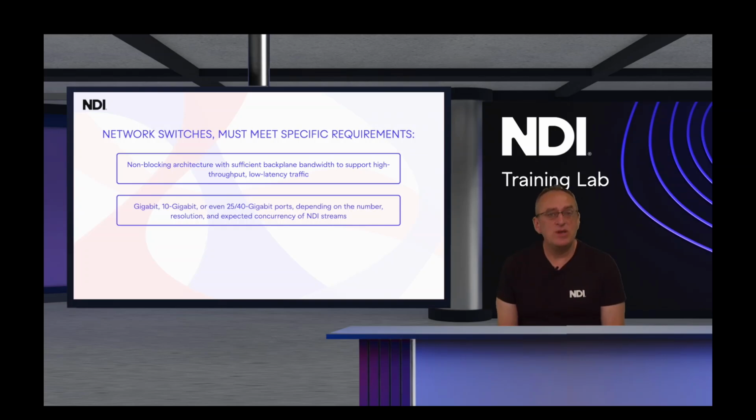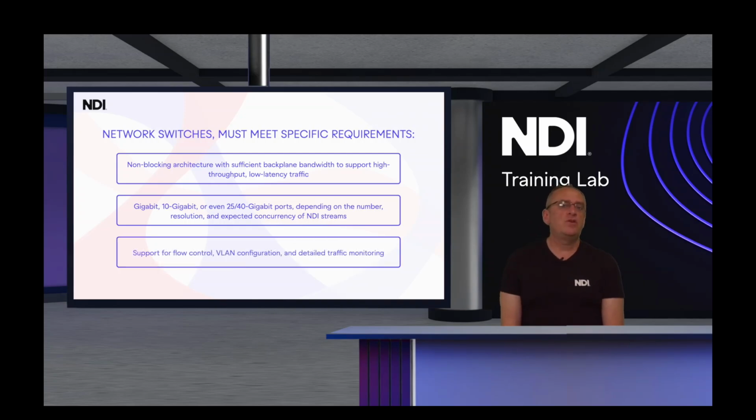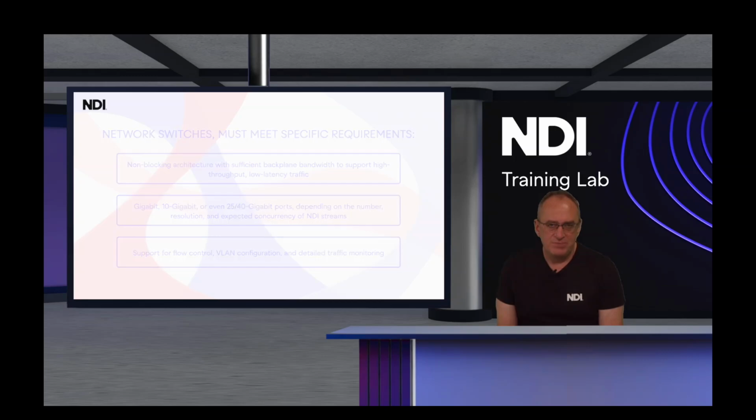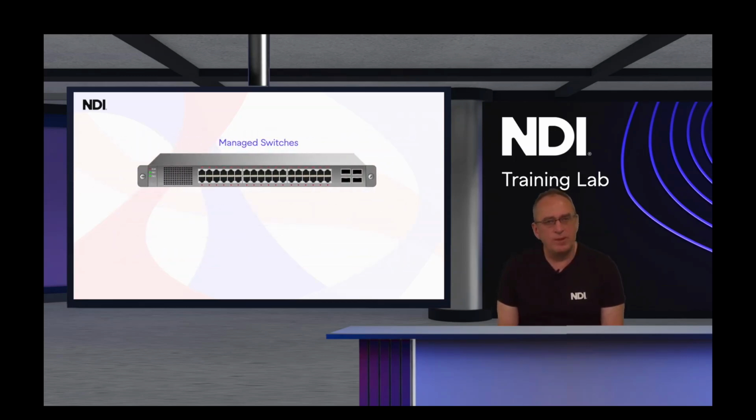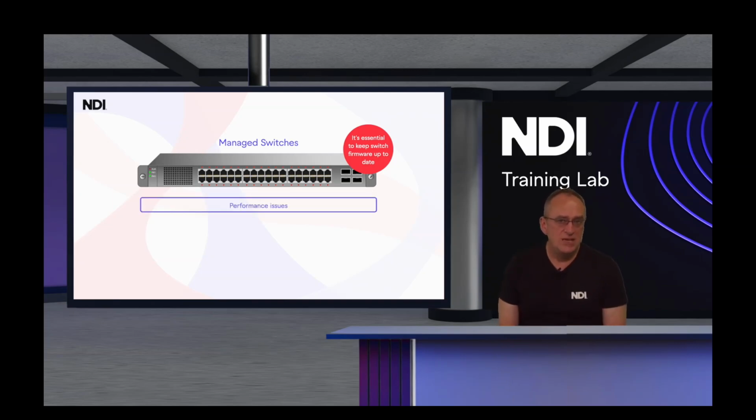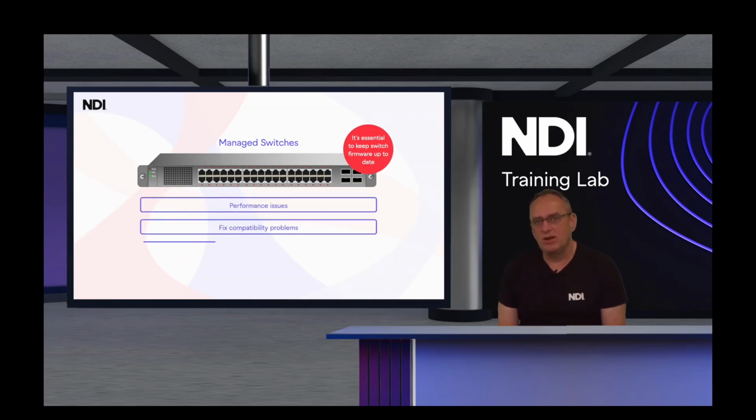Gigabit or 10 gigabit or even 25 and 40 gigabit ports, depending on the resolution and expected concurrency of NDI streams. They need support for flow control, VLAN configuration, and detailed traffic monitoring. Because managed switches contain increasingly complex processing logic and firmware, it's essential to keep the switch firmware up to date. Vendors often release updates that address performance issues and fix compatibility problems while improving reliability, which is especially important in demanding environments like video production.